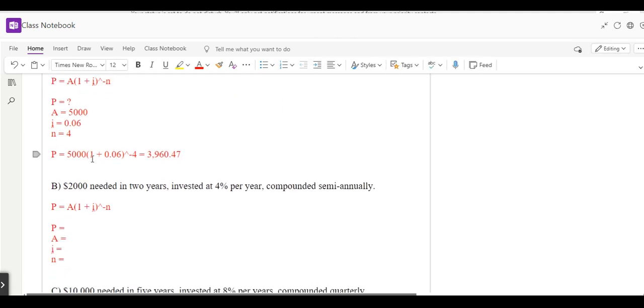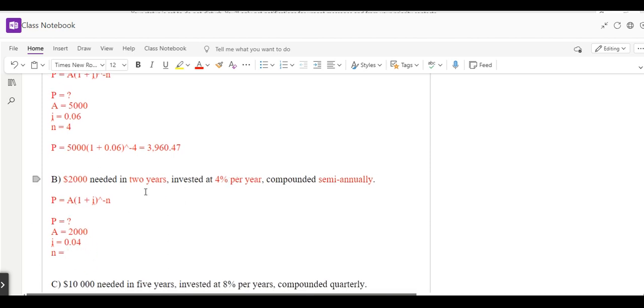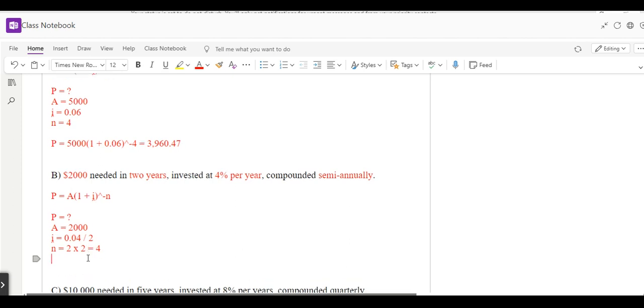Okay, $2,000 needed in 2 years. So let's go ahead and highlight that. At 4% per year, compounded semi-annually. Okay, so we don't know how much we need right now, but in the future we need $2,000. The interest rate is 4%, so it'll be 0.04. And the number of years that we're talking about is 2. So since that's semi-annual, we will take our I value and divide it by 2, take our N value and multiply it by 2. 2 times 2 is going to be 4.